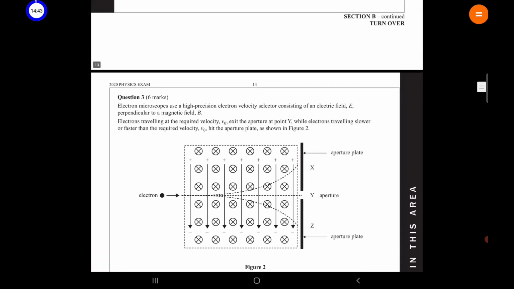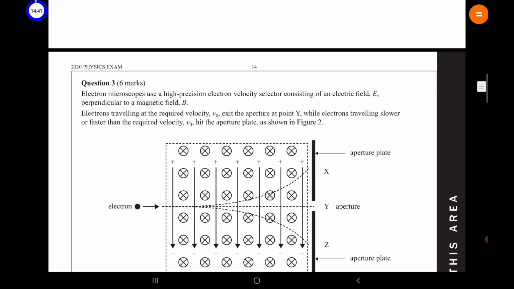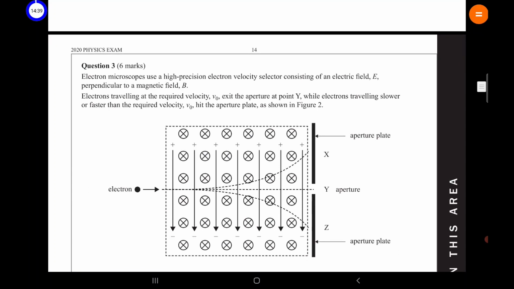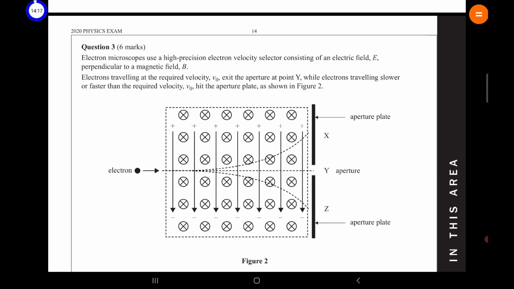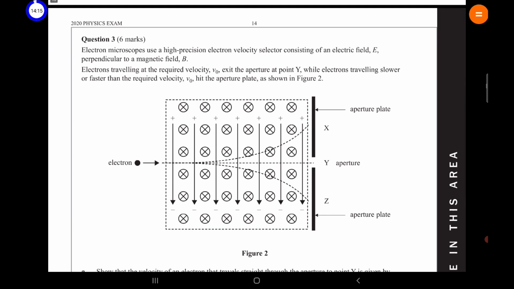Ooh, this seems like an interesting diagram, so let's try to understand this question. Alright, so an electron microscope uses a high precision electron velocity selector consisting of an electric field perpendicular to a magnetic field, blah blah blah. By the way, guys, obviously in an actual exam you won't be able to talk through a paper, but this is just for me trying to guide you guys through this. So what I'm saying out loud in this video is what I would actually be thinking in my head, and how I would actually process this question if I was doing the exam.